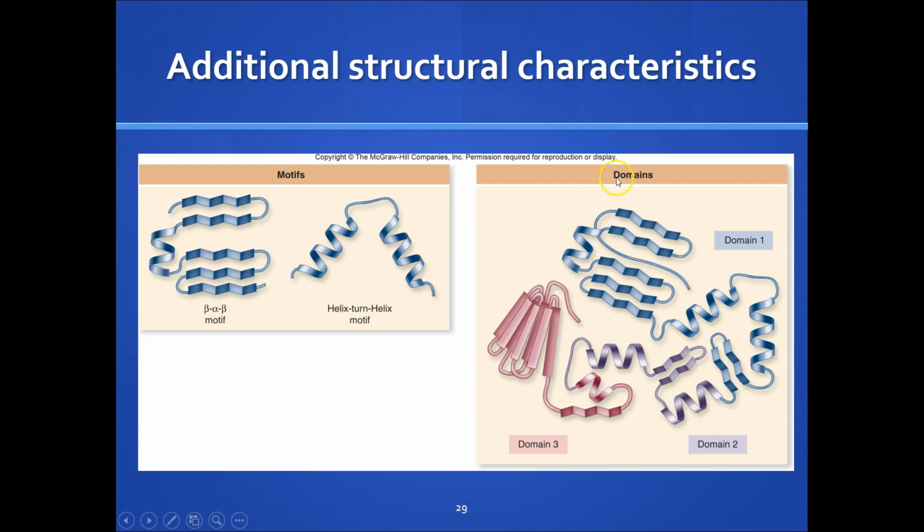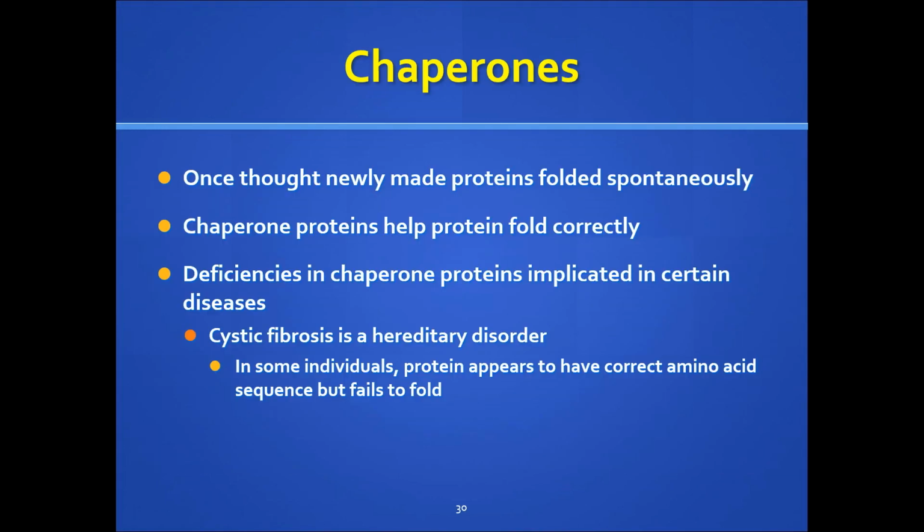Over here on domains, now look, we have one domain right here, we have another domain right here, and we have another domain right here. And looking at the motifs and secondary structures that put those together helps us understand how that protein may actually work. Some examples of a protein is a chaperone protein.